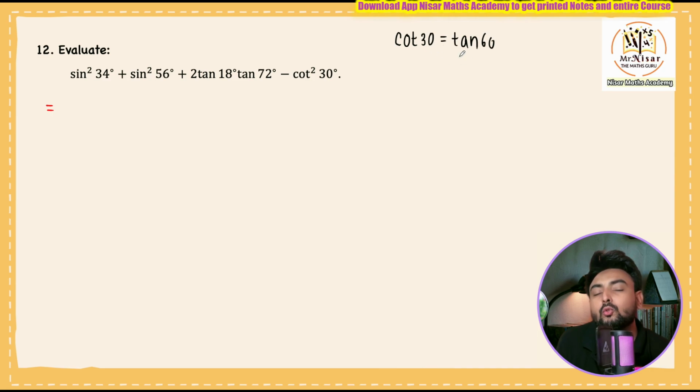The sum of these two should come to 90, so tan 60. What is the value of tan 60? It is the same value as cot 30, and tan 60 we know is root 3. So cot 30 is root 3. Fine. So what I'll do here, I'll convert one of them.